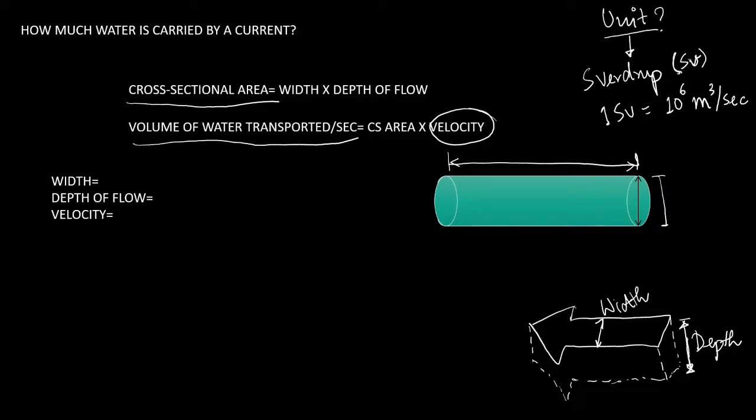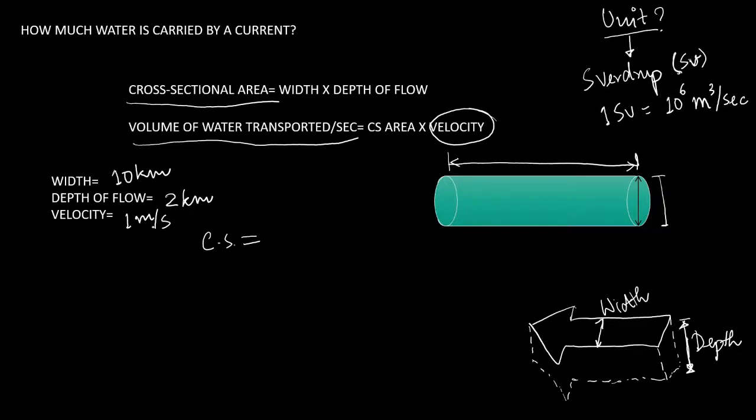So let us say that the width of a current is 10 kilometers, and its depth of flow is 2 kilometers, and the velocity of this current is, let us keep it simple, 1 meter per second. It is saline water flowing. So if we wish to find out the volume of water being carried by this fictional ocean current, first let us calculate the cross-sectional area.